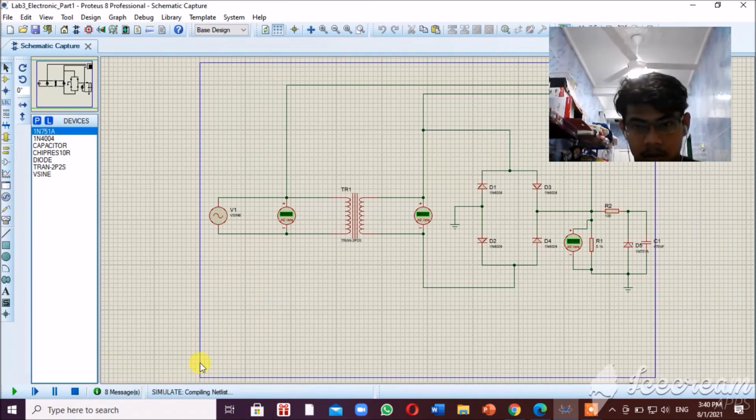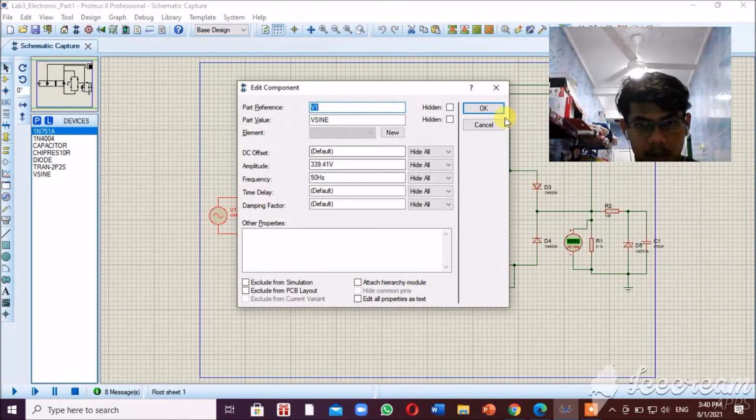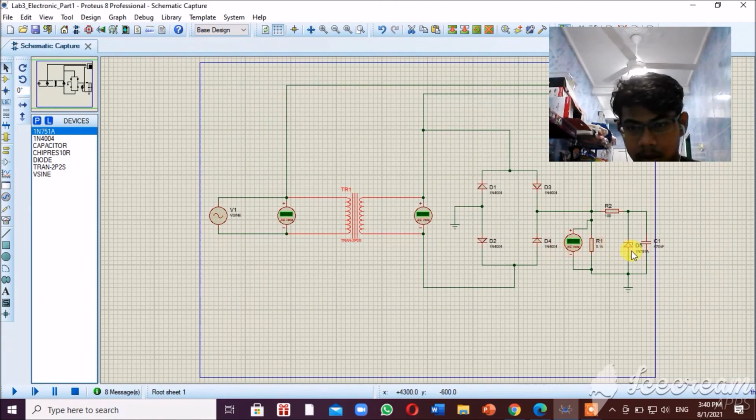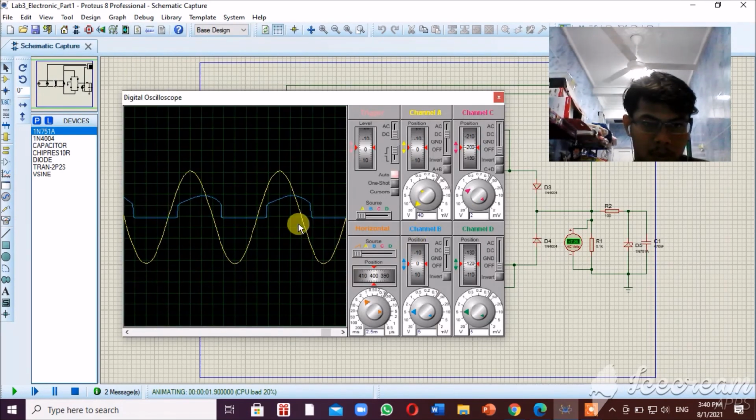I set up the V sign as the previous one, also the transformer 1/20, and the Zener diode, and the capacitor is 47 microfarad. We can see that the Zener diode starts clipping earlier, at approximately 5 volt. Okay, that's it for me.